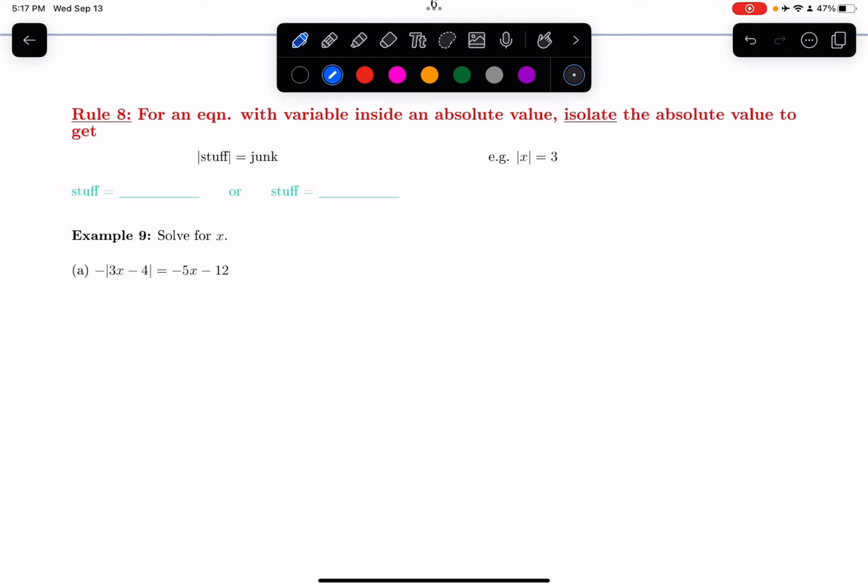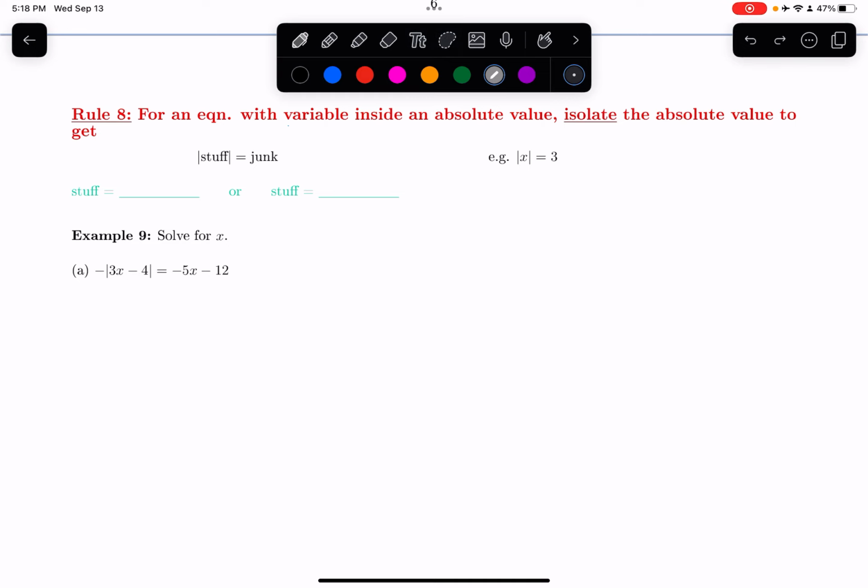In this video, we're continuing section 1.5 on solving equations, and we are ready for rule 8 of solving equations, which says that if we have an equation that has a variable inside of an absolute value, we want to isolate the absolute value first, and when we do that, we're going to get something like this. So the absolute value, and maybe we'll have some stuff inside of it on one side of the equation, and some other junk on the other side of the equation. Okay, so when we get our equation with the absolute value to a form like this, well, then what do we do to solve it?